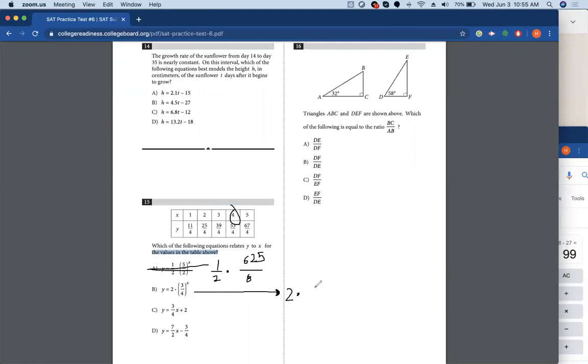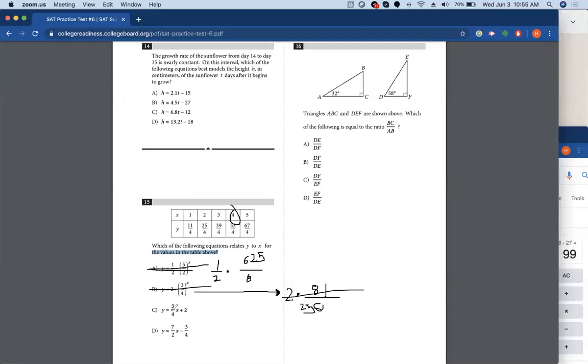Okay, here we go. 2 times 3 raised to 4 is 81. Divided by, yeah, this is not gonna work out. It's gonna be like, I think, 64. Oh no, 256. It's gonna be 256. Yeah, it's not gonna work out. This is gonna be wrong. And let's try this one.